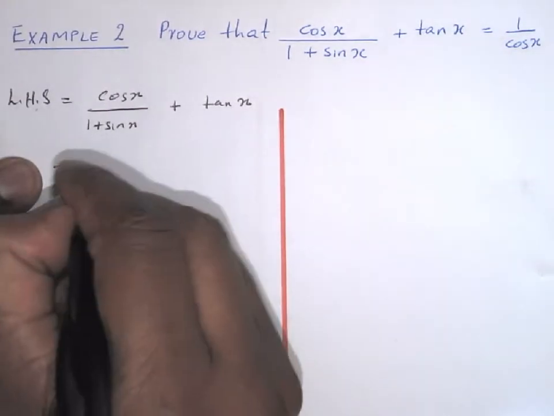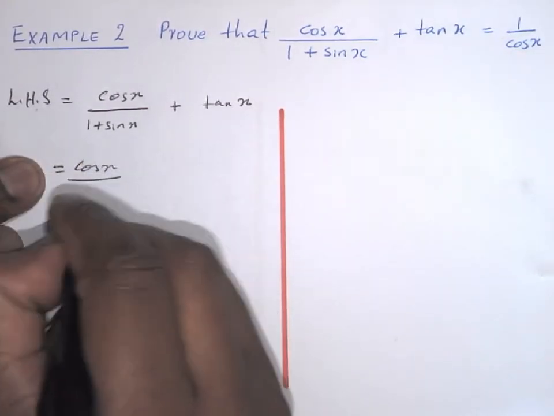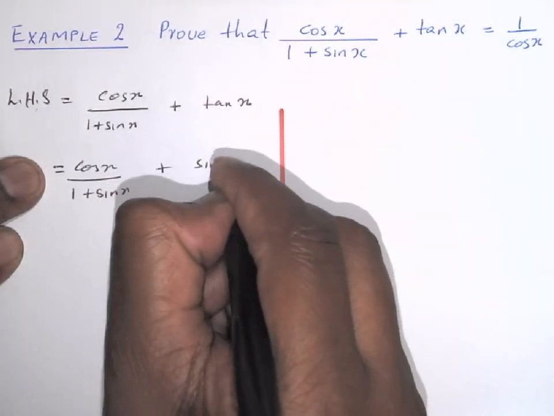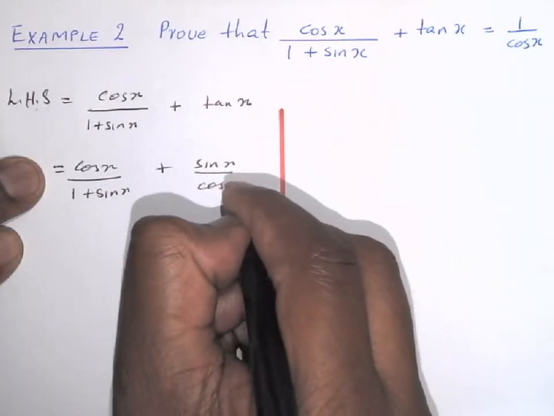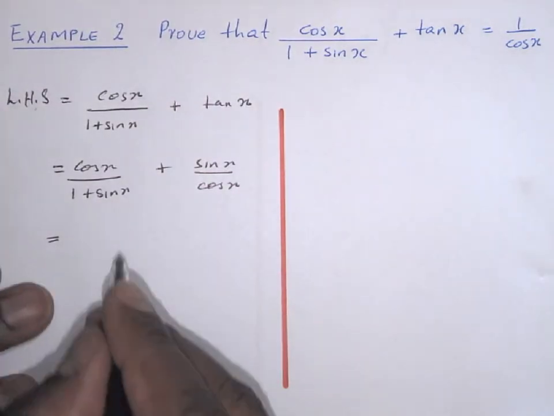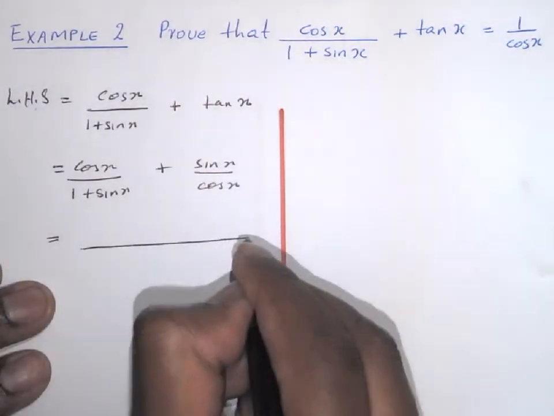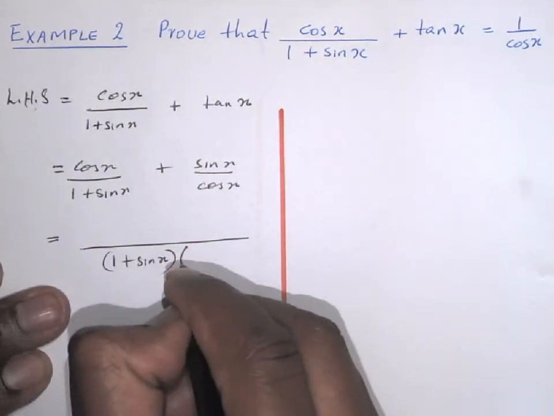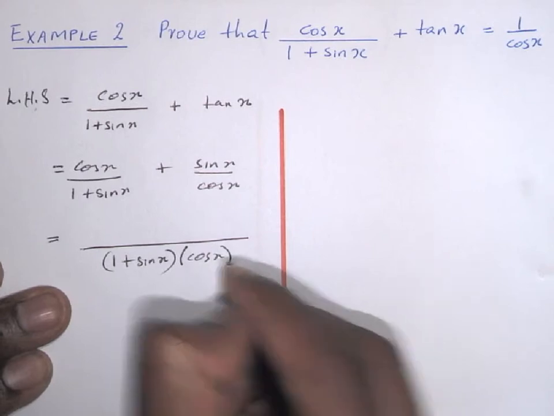So this is the same as cos x over 1 plus sin x plus sin x divided by cos x. Now these are fractions. I have to have the same denominator, a common denominator. So our LCM will be 1 plus sin x multiplied by cos x.